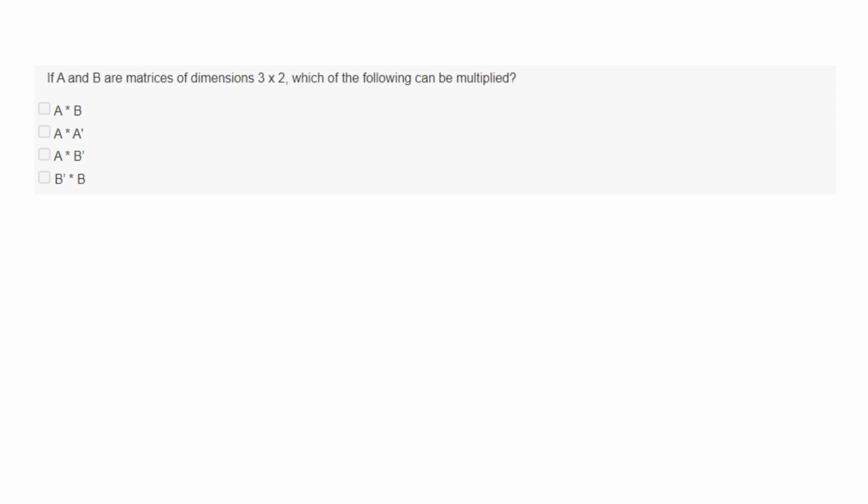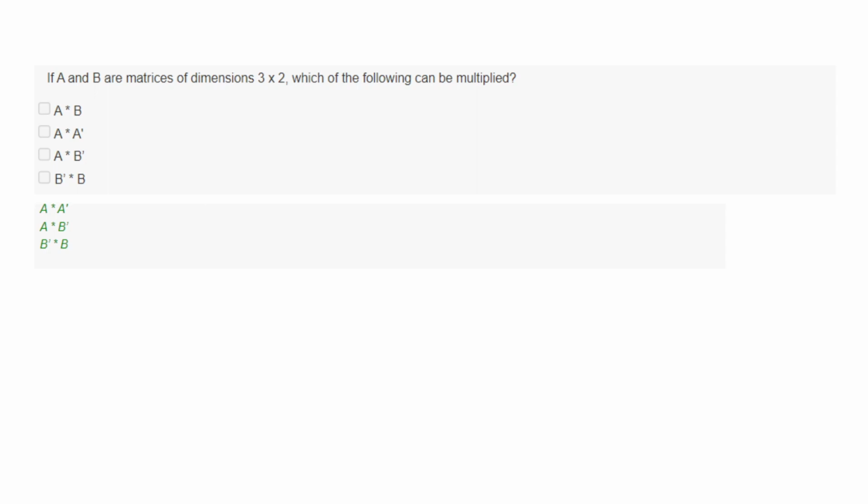Okay, this is a fairly easier question. The rule of matrix multiplication is that the number of columns in the first matrix that you are multiplying should be equal to the number of rows in the second matrix.